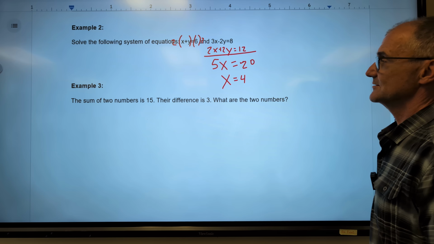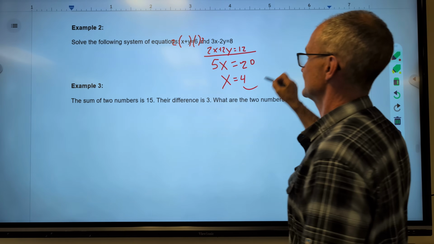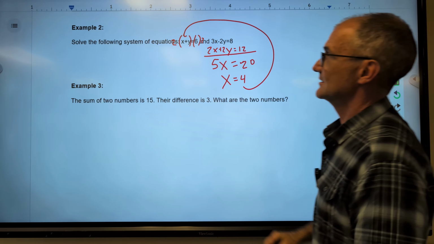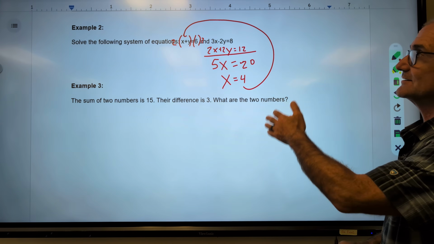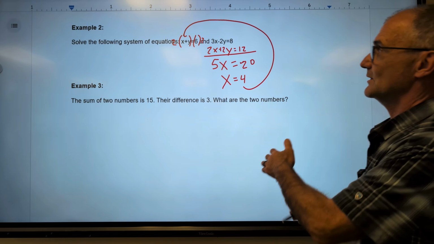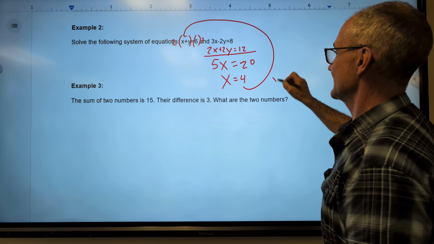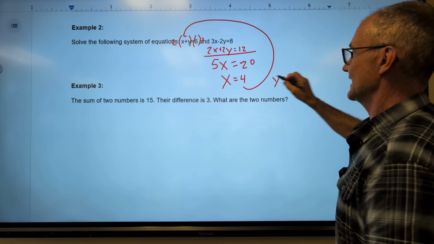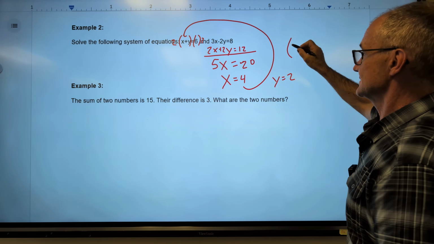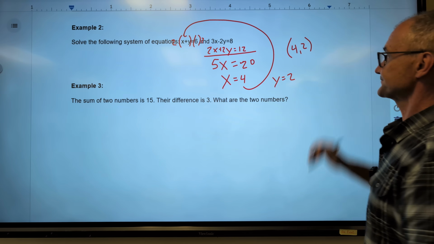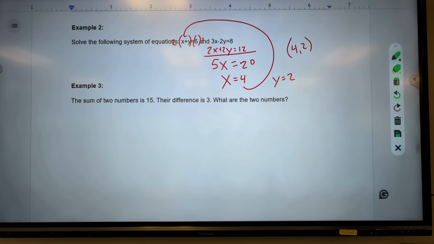There's my first part of it. Take that value for x, plug it in here. 4 plus y equals 6. So y is equal to 2. I have an x and a y. My solution in an ordered pair is 4, 2.